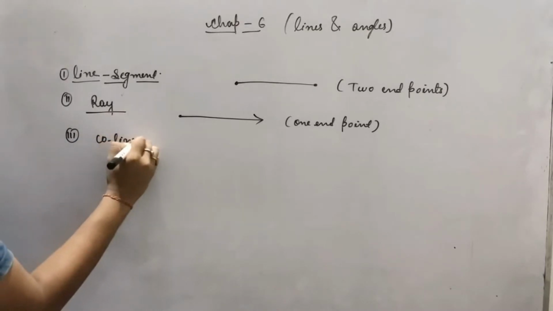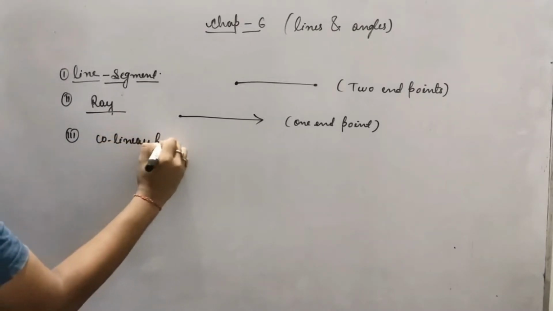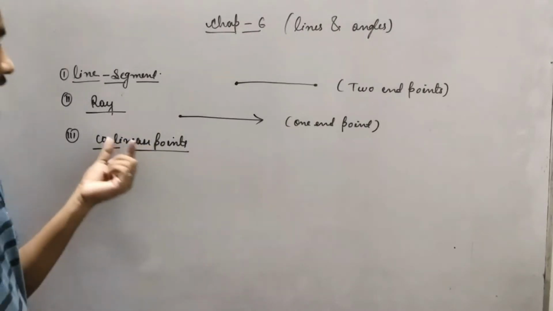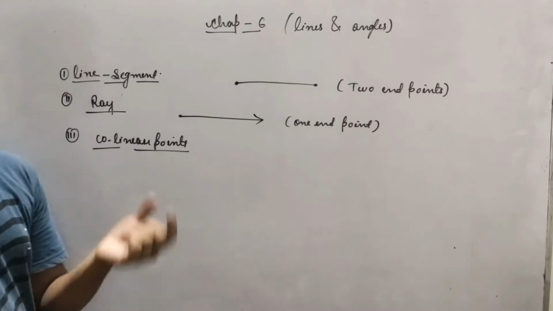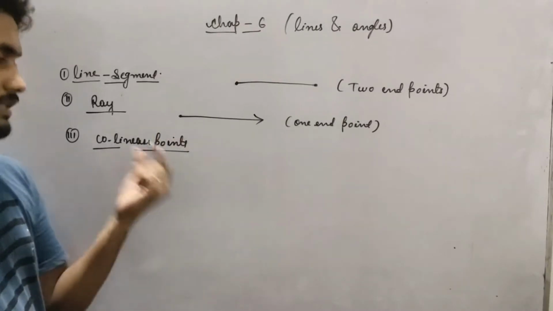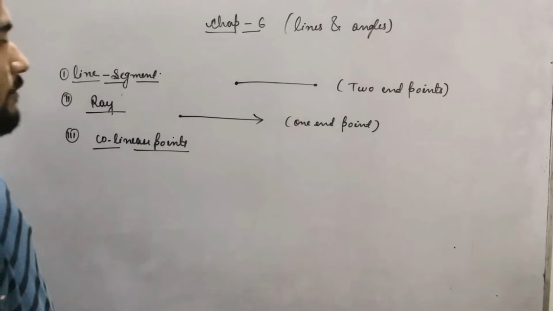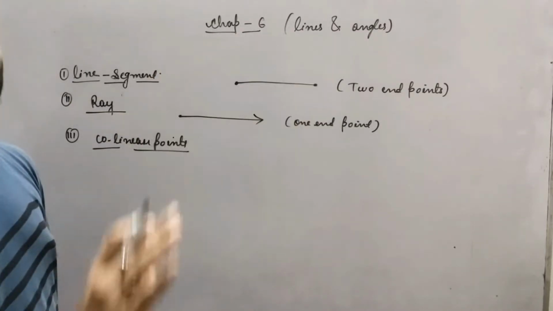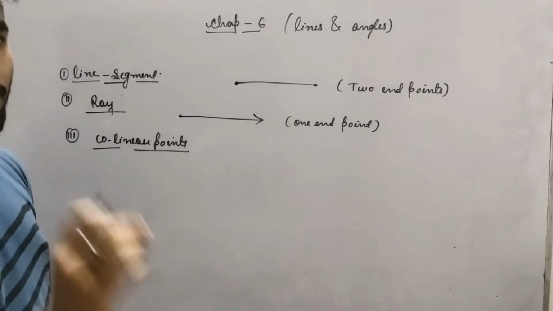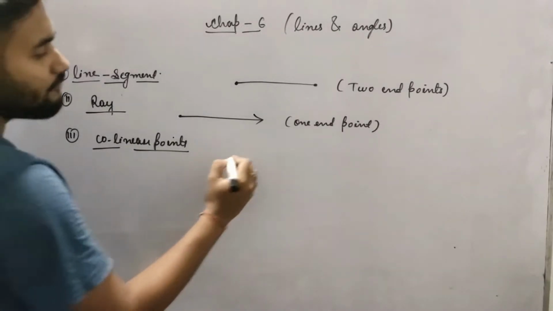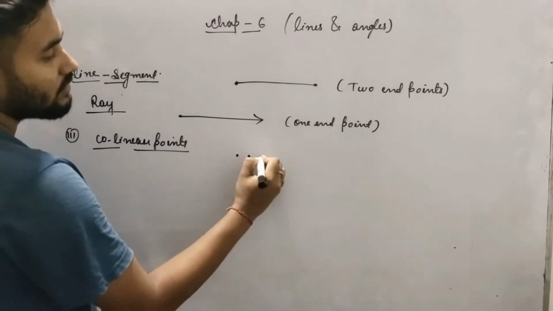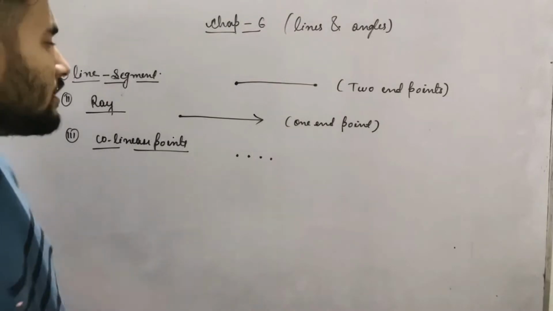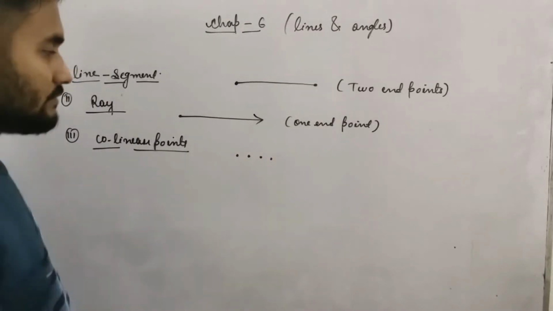Now, collinear points. In the name it is clear: linear means line, L-I-N-E. So what is collinear? Collinear says minimum 3 points should be there. 3 or more than 3. 100, 200 doesn't matter, but minimum 3 points. It cannot be less than 3. 2 points cannot happen.